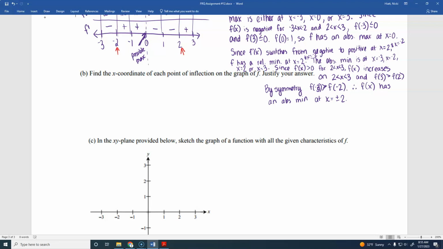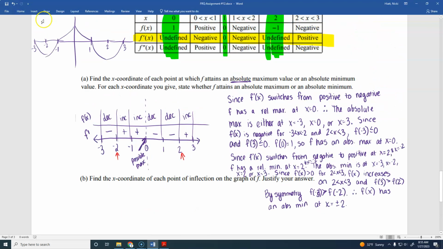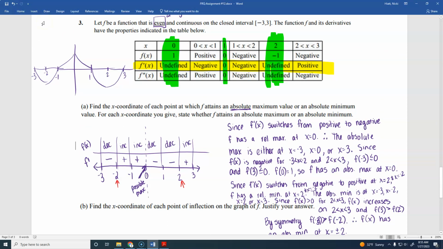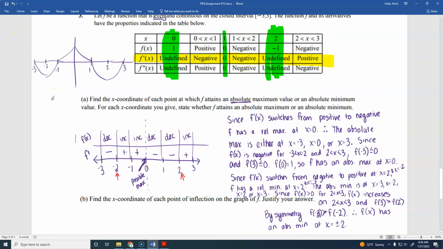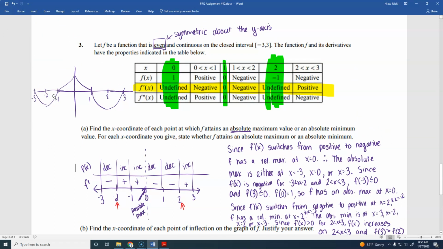Okay, so questions on that first part. You're looking for the relative maximum minimums based on what switches, but then you also have to consider the endpoints and determine whether or not it's possible for them to be maximum minimums. All right, for points of inflection, what do we need to look at?